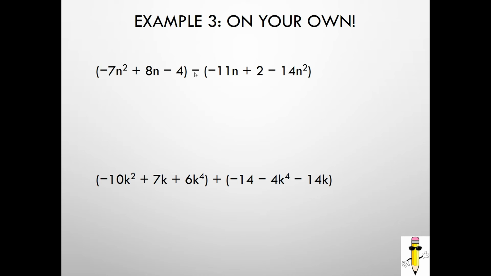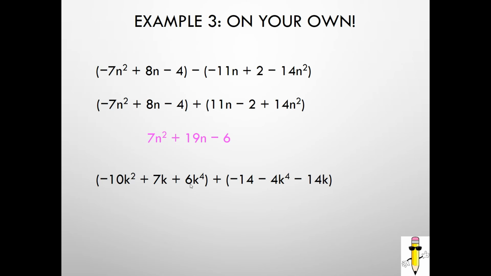And because this subtraction sign right here, we're going to apply it to everything that was on the inside, and we're going to rewrite it like so. So it should be plus 11n minus 2 plus 14n squared. And when we combine all this together, we get 7n to the 2nd plus 19n minus 6. And for our last example down here, let's take a look.